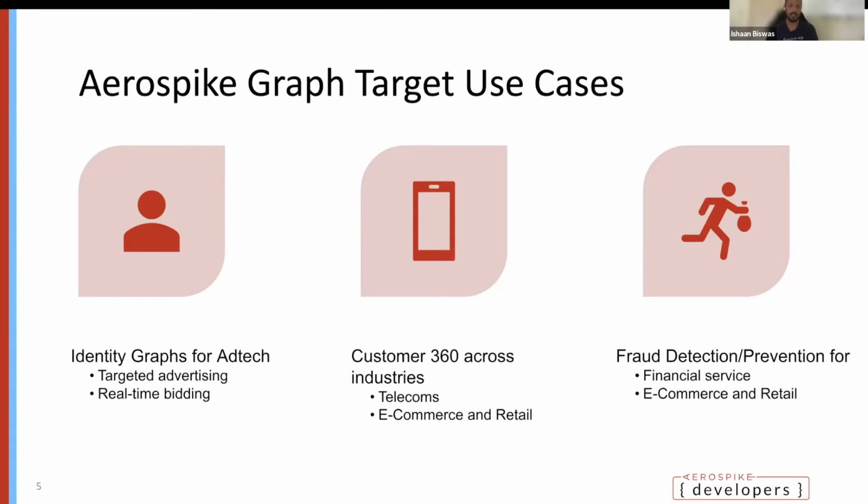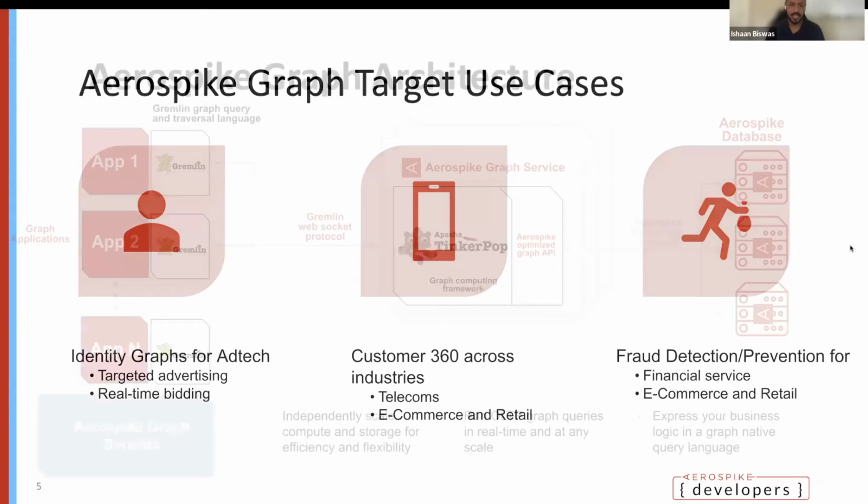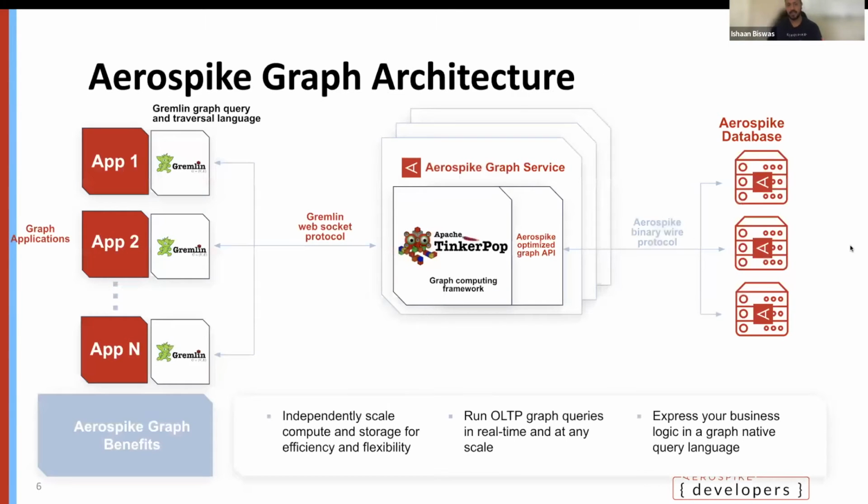And more specifically, Aerospike Graph is a good fit because there's a lot of data involved and really high throughput required for some of these use cases. Another one in the financial sector is around real-time fraud detection or prevention, both in the financial service industry and in e-commerce. So with that, let's talk about what Aerospike Graph is and what it looks like.